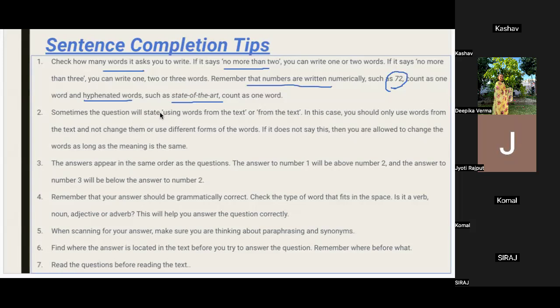Now, sometimes the question will state using the words from the text or from the text. So in this case, you should use only words from the text and not change them. Or use different forms of the.